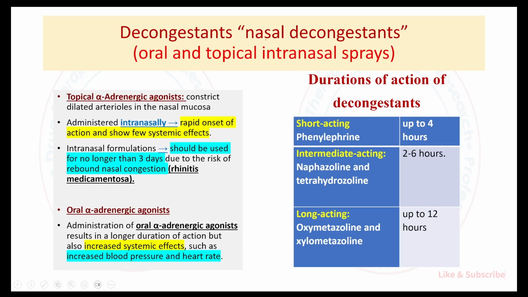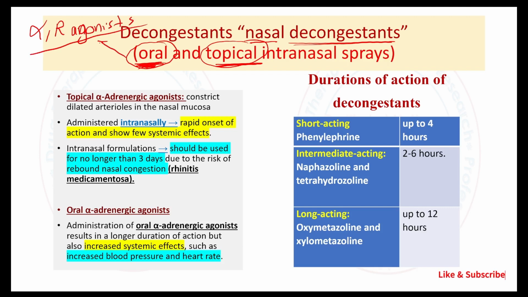Moving to the nasal decongestant. Nasal decongestant could be oral, could be topical. Topical is preferred because oral comes with side effects. So if you use oral decongestant, here we talk about alpha 1 receptor agonist. And if you prescribe it orally to the patient, the result will be increased blood pressure, vasoconstriction. We don't recommend to use it.